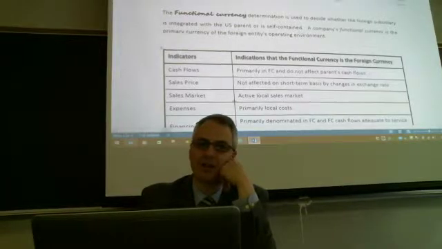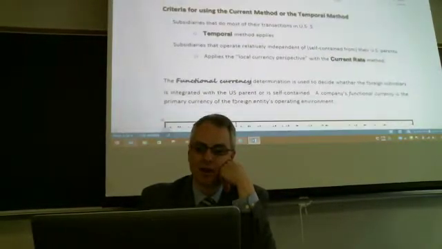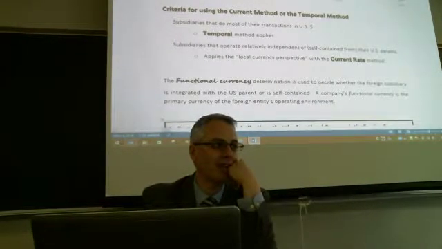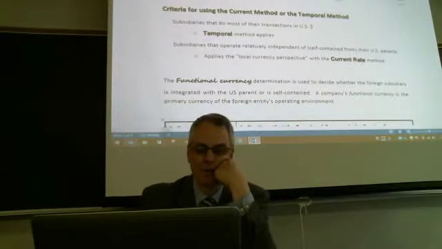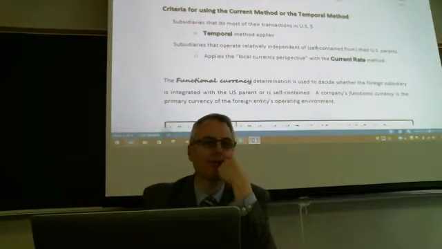So this is an indication that the functional currency is self-sustained. So these are reasons that I guess you're going to use the current rate, right? Am I taking that correctly? It applies to the local currency perspective: subsidiaries that operate relatively independently or are self-contained from the parent.